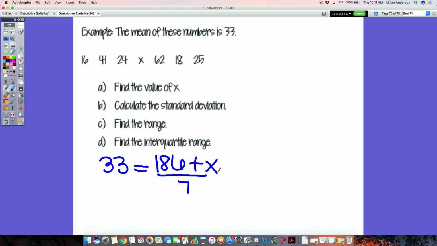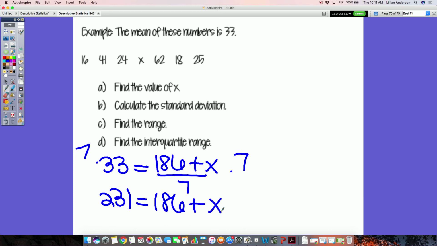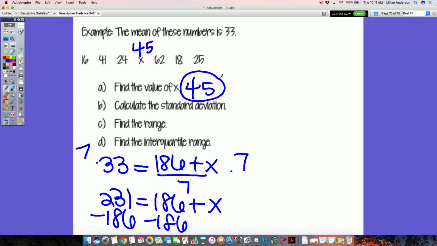Now remember you have that whole white space for this particular problem. How do we solve for x? Multiply by 7. What's 33 times 7? 231. So I have 231 equals 186 plus x. How do I solve for x? 45. So the value of x is 45. Now, questions on that? That was measures of central tendency.